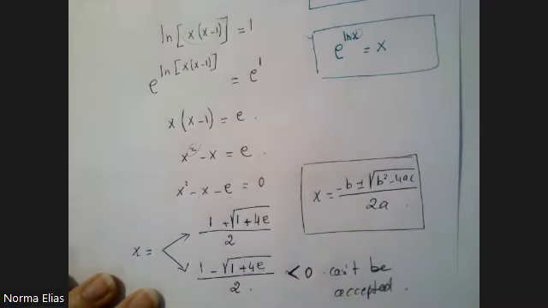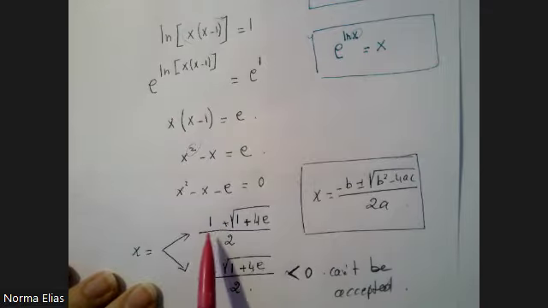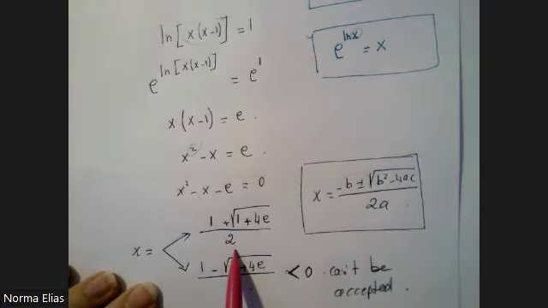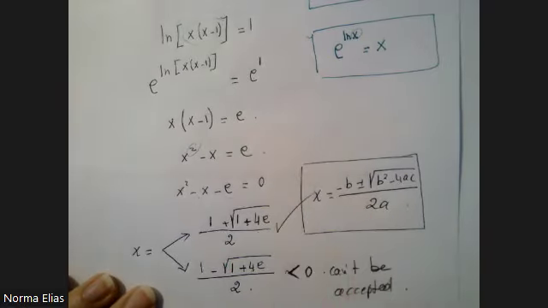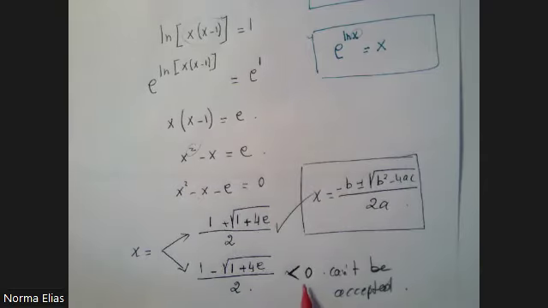Because x is positive, I cannot have a negative solution because I'm starting with ln of x. This one, if we evaluate it, is definitely going to be a positive number. 1 plus the square root is definitely a positive number, and this one will be accepted. So whenever we have ln, we have an issue because the input of ln has to be positive. So if I am solving and I get a negative number, we have to throw it away.